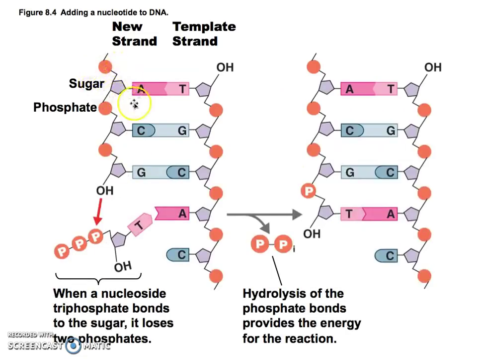So here we have our new strand and our template strand. Okay. And so as you have ATP right here, this allows for the sealing and use of the phosphate to the adenosine.